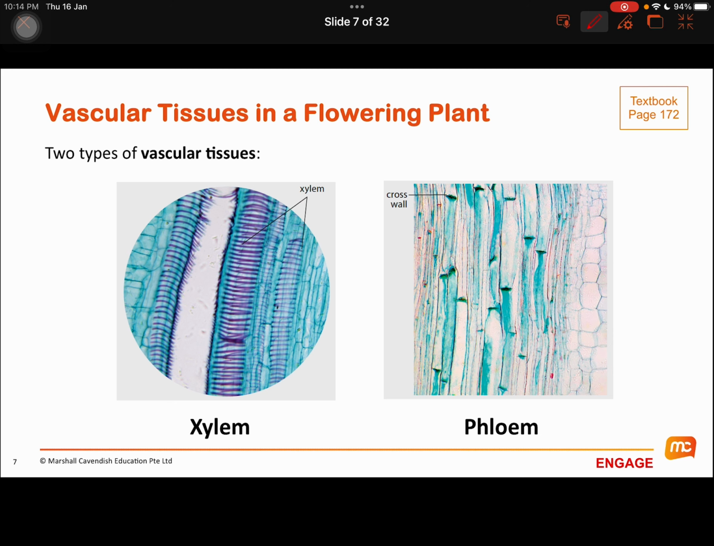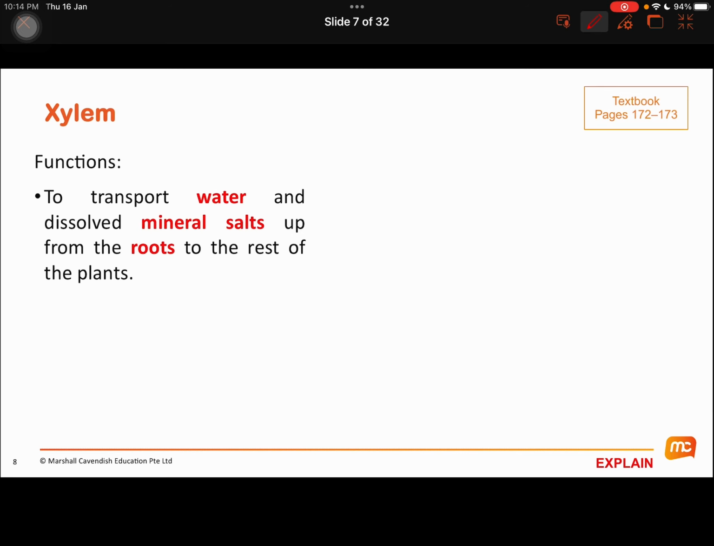This is the cross section of the stem, right? So the stem that looks like that, it will be cut in this manner. So what you are seeing is the cross section of the xylem and phloem, as taken in these pictures. So let's take a look at xylem first.